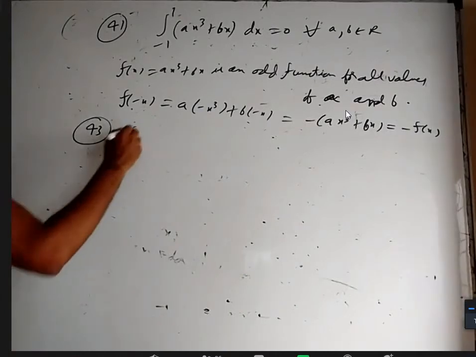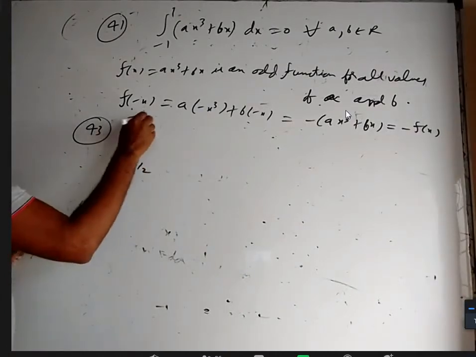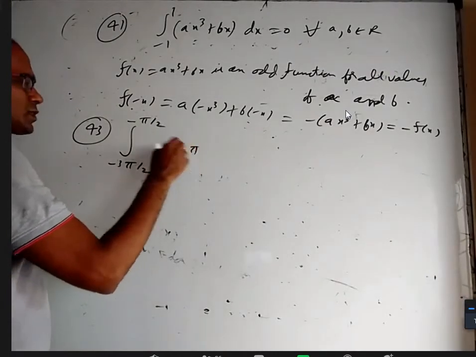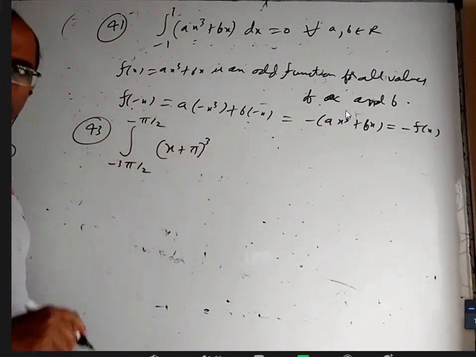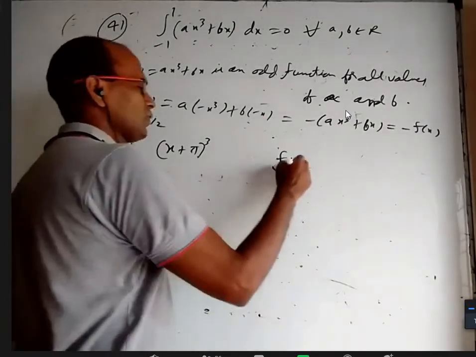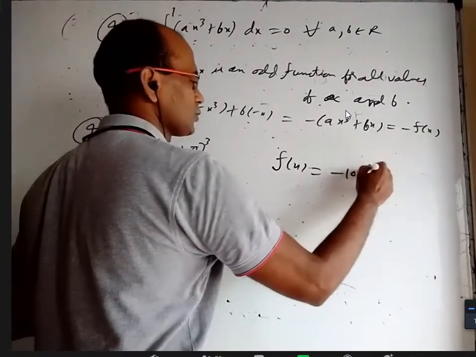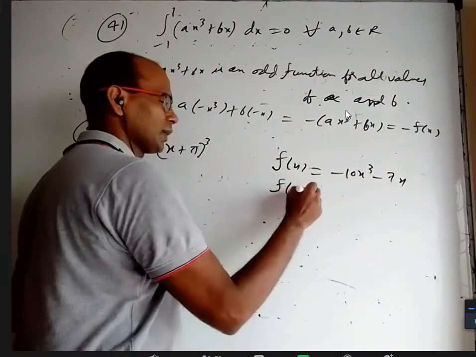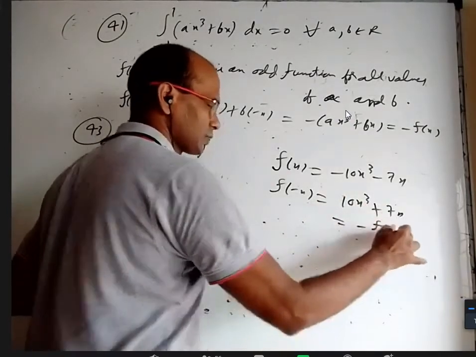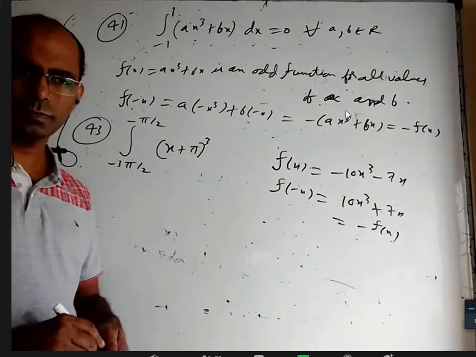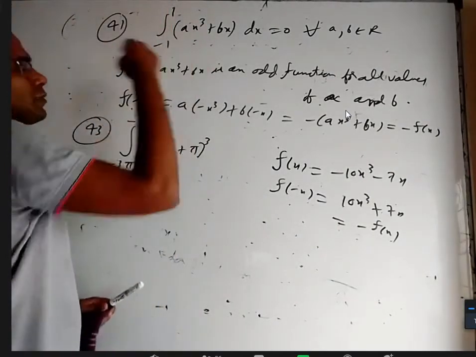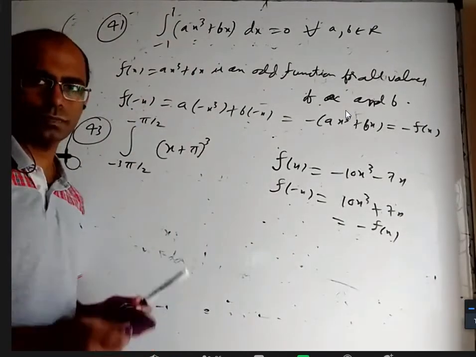Okay, 43, integral from minus 3 pi by 2 to minus pi by 2 of x plus a whole cube. Sir, if a and b are negative, we'll get f of x, no, sir? No, no. Let us see, if I have f of x equal to minus 10x cube minus 7x, what is f of minus x going to come? Plus 10x cube plus 7x. But is it not minus f of x? We are not talking about whether that is positive or negative, but whether what we get is the negative of the original function or not.